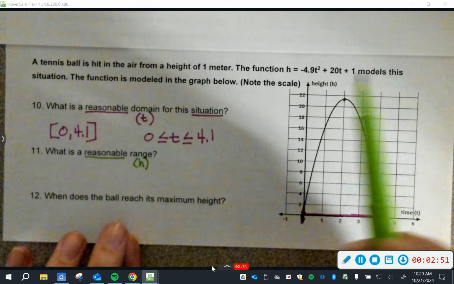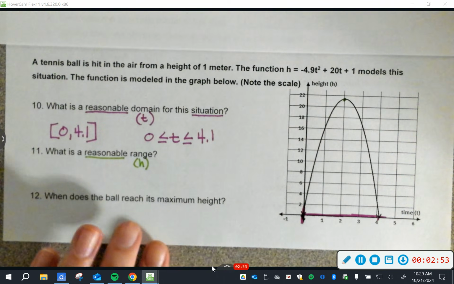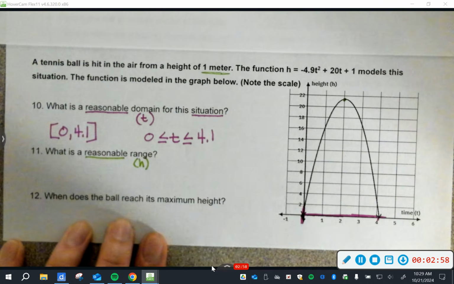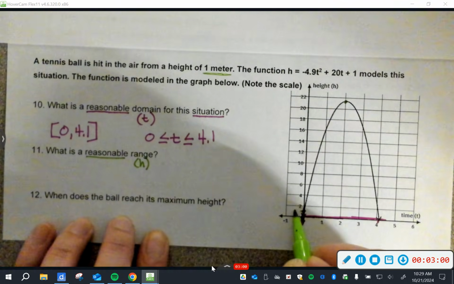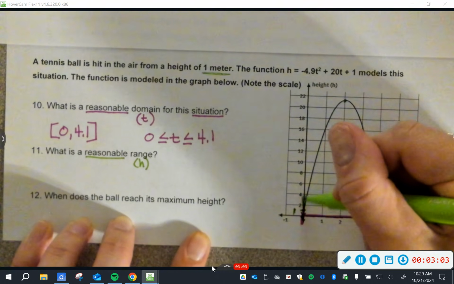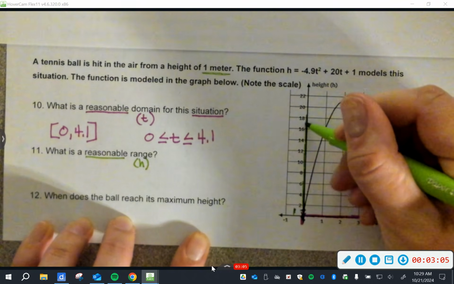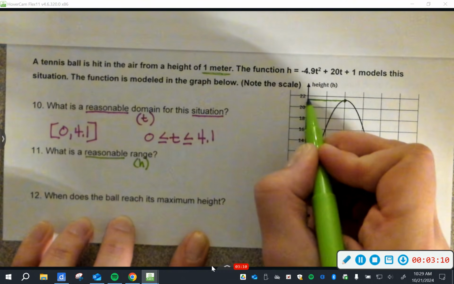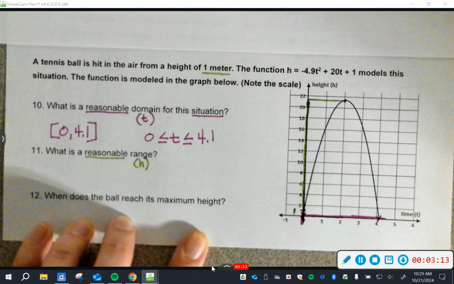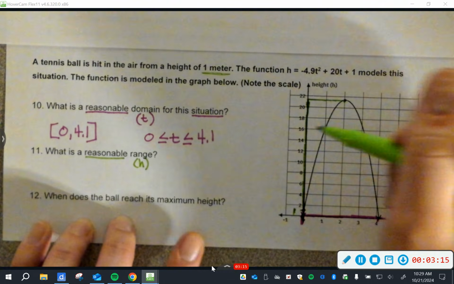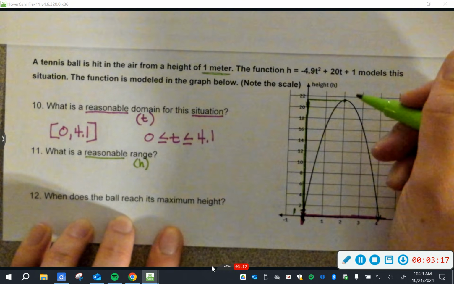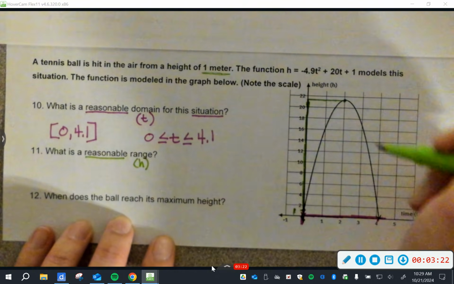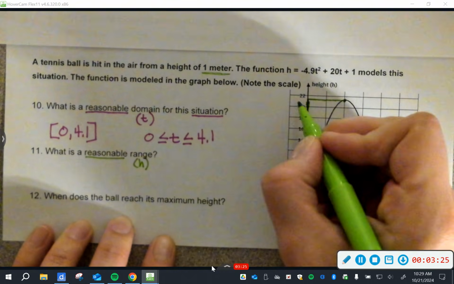And the clue is actually given in the equation and in the problem. A tennis ball is hit in the air from a height of 1 meter. So that's where it begins. So we're starting at 1, and the ball's going up. So what's the highest point it reaches? Right here, which, I mean, we could calculate what that is, but if we're given the graph, we're supposed to use the graph. So let's just estimate about 21.5 feet. We'll just say that's 21.5.